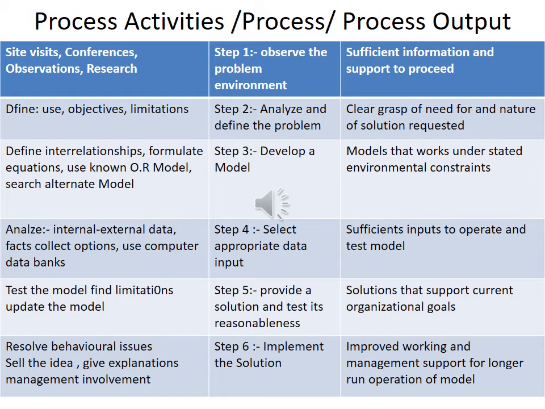And for all these, you have to give your objectives and your limitations. And how do you give your objectives, limitations and uses, and how can you define the problem? When you can define the interrelationship among the variables which are working in the system. You have to define the variables, and you have to define the interrelationship among them. Then you can formulate an equation by using a mathematical model. Then you can use what are known as OR models and search alternative models.